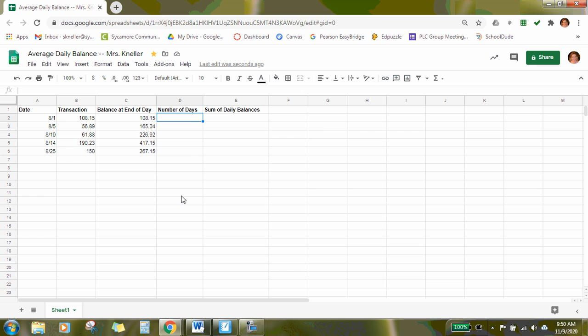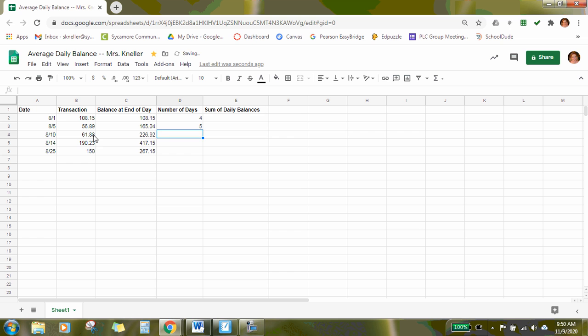Okay. So now we just have to figure out the number of days that these transactions were on the credit card for. So at 8-1, this was our balance, and that was the balance for 8-1, 8-2, 8-3, and 8-4, because then on 8-5, there was a new transaction, okay? So from the 1st to the 4th, that's 4 days, so we're just going to type in a 4 there, okay? Then this transaction on the 5th, this is our new balance then, the 165, and that was our balance for the 5th, the 6th, 7th, the 8th, and the 9th. So that's 5 days. So I'm going to type in 5 there.